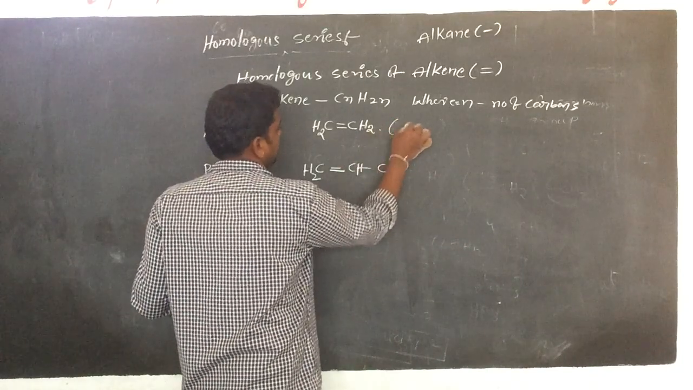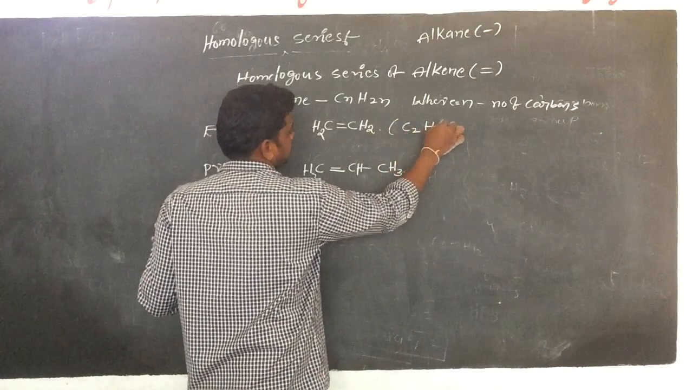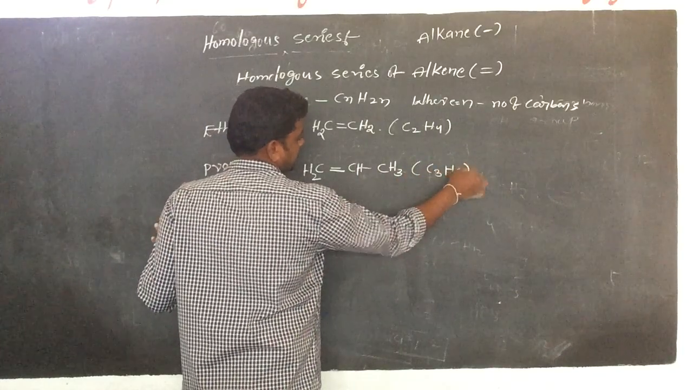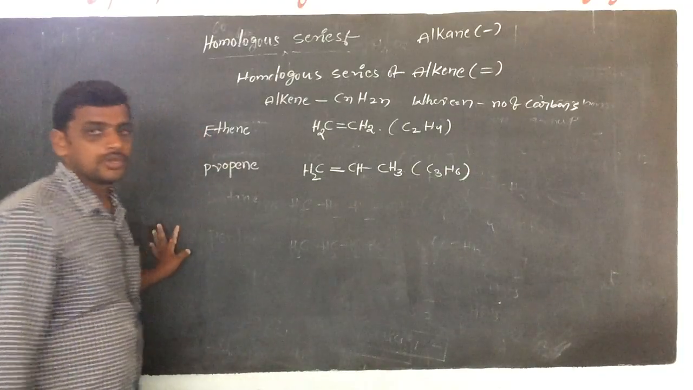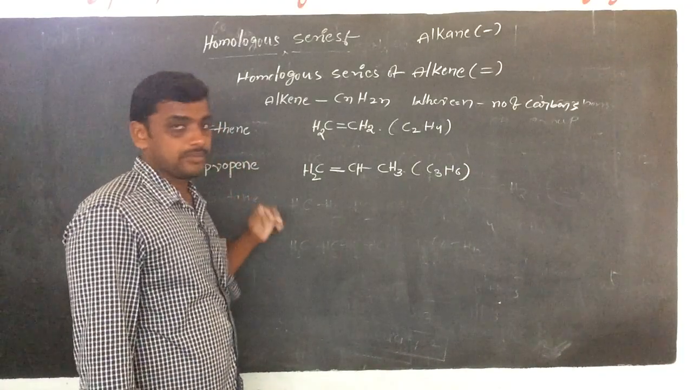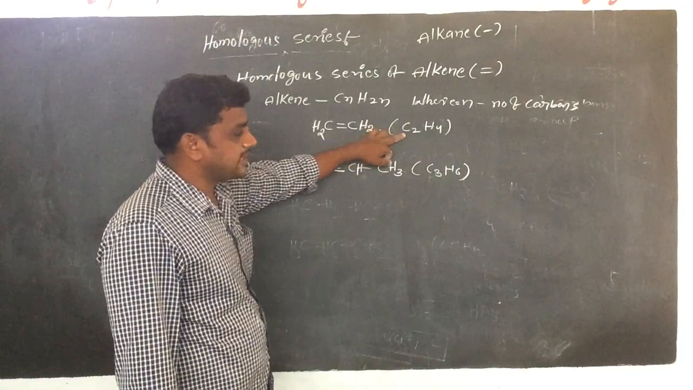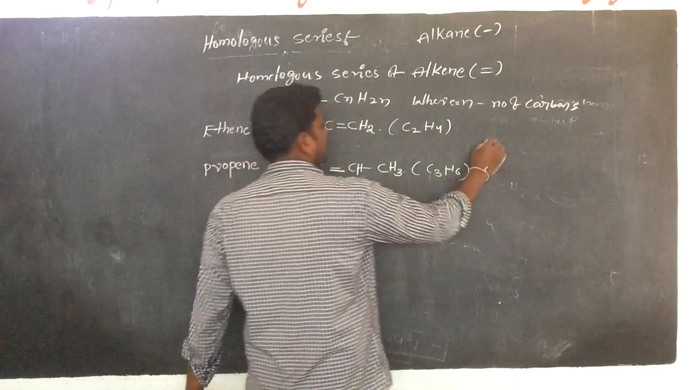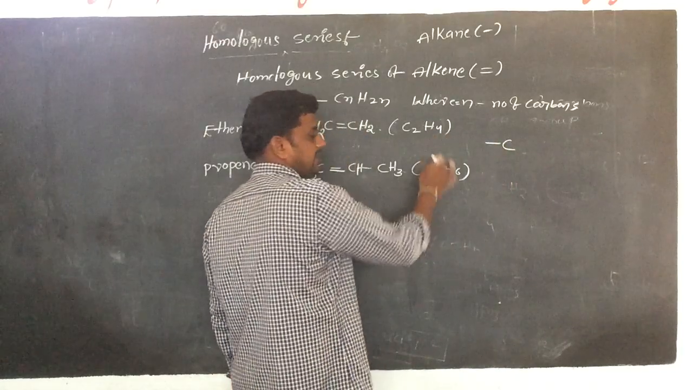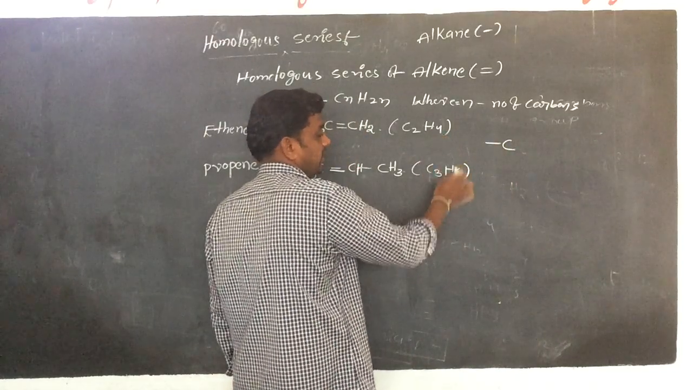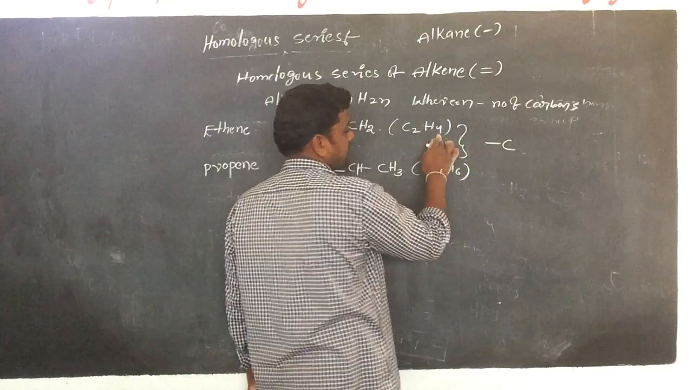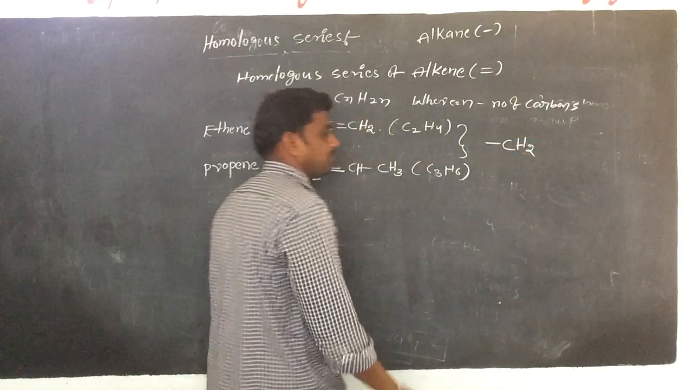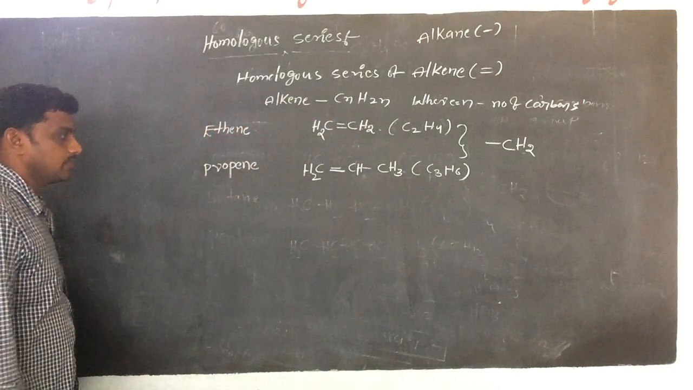If you write the formula, here is C2H4. Here is C3H6. What is the difference between the two compounds? Here how many carbons are there? 2. Here is 3. So the difference is 1 carbon. Hydrogens here are 4, here are 6. The difference is 2. CH2.